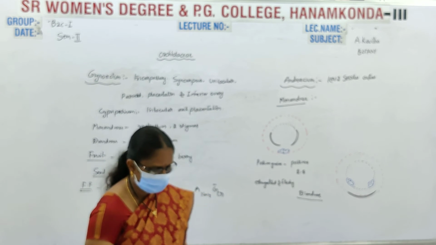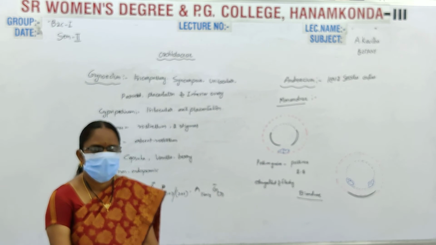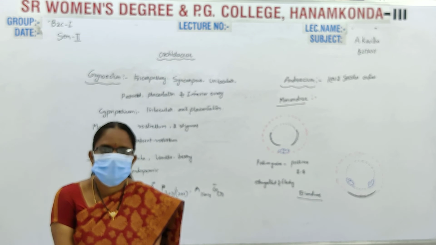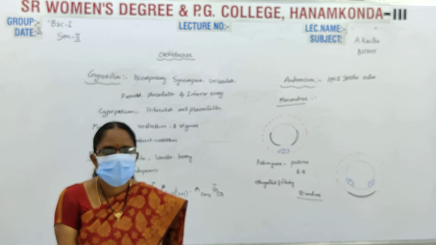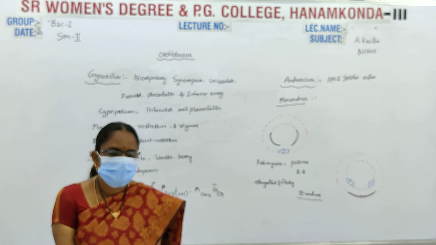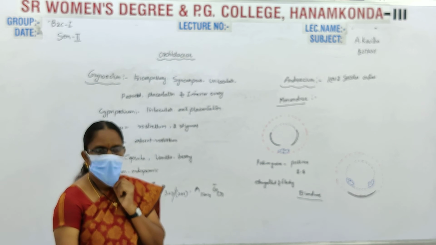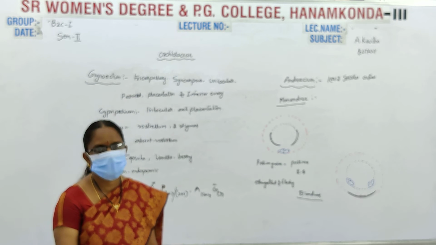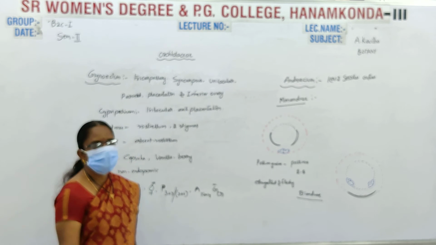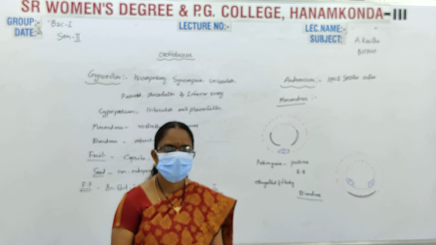In economic importance of the Orchidaceae family, some plants are used in the preparation of food materials, some plants are used as Ayurvedic medicines, and some plants are ornamental plants. For example, Vanda is an ornamental plant, and Vanilla is used in the preparation of food materials. This family is called the Orchidaceae family.